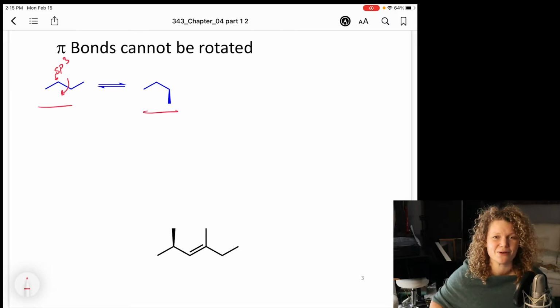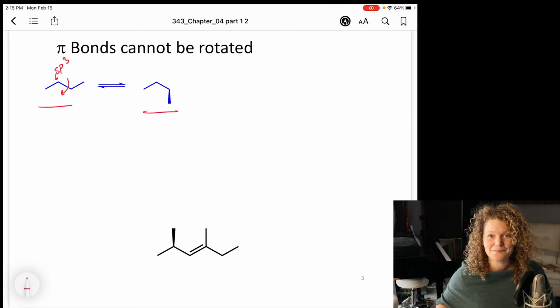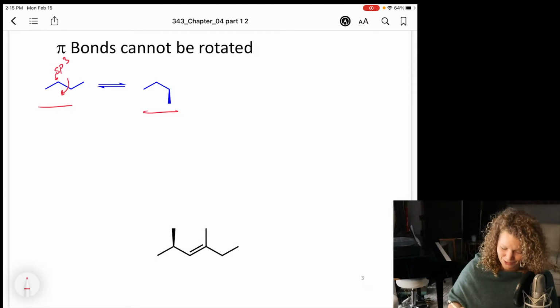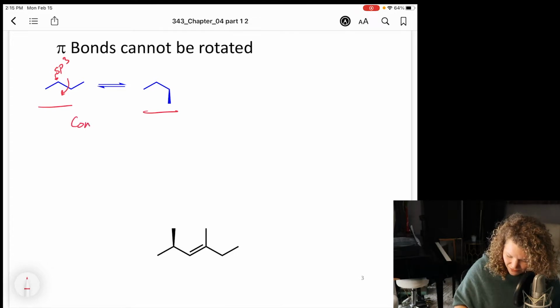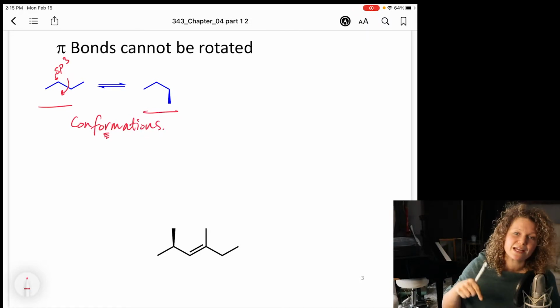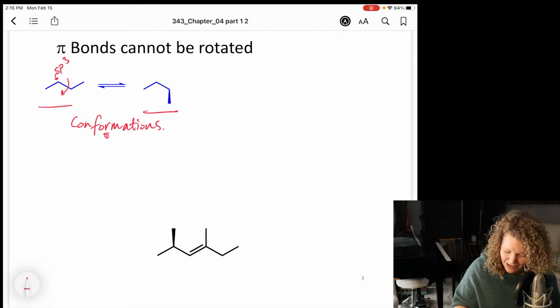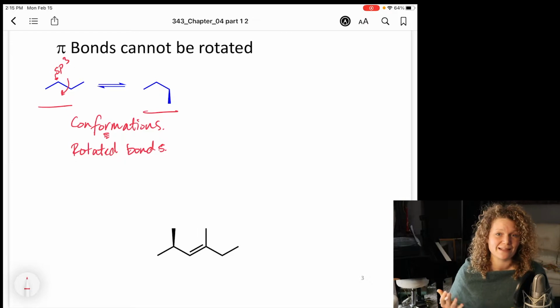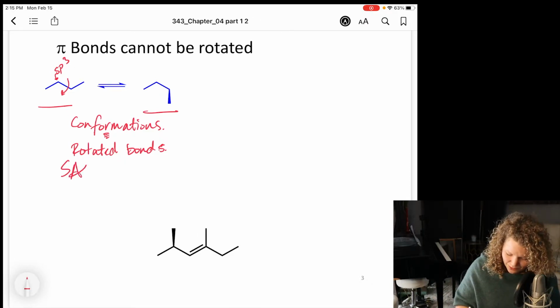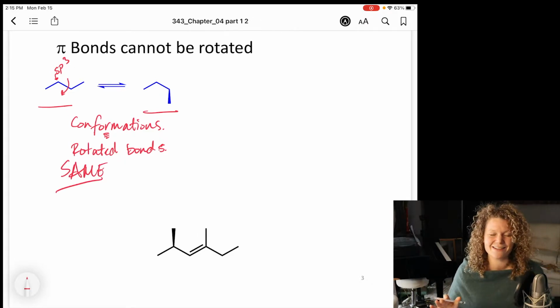Go ahead and pause the video and see if you can identify that. These are conformers. That is right. These are conformations of each other. I like to remember that because there's an R in conformers. They're conformations. You rotate bonds. You essentially cause them from just rotating the bonds. They are the same molecule, though. They're exactly the same. They're just rotated in space differently.